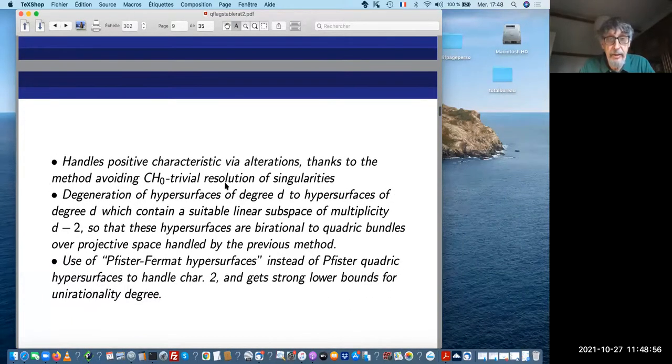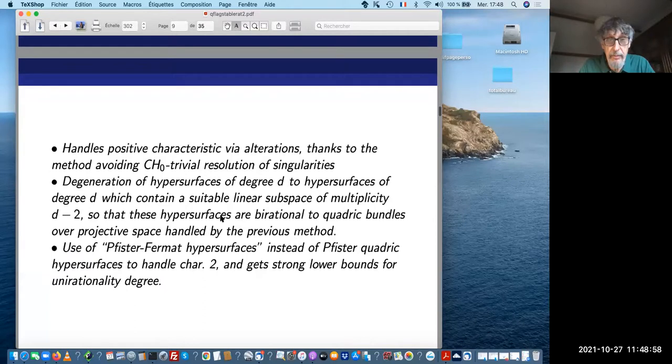Okay, another thing he does, which is the third paper, is that he uses the specialization technique to deduce results on hypersurfaces from the case of Pfister forms. That's what I mentioned at the very beginning. It's quite spectacular that all these things about quadratic forms, Pfister forms, you manage to inject them, and then in the end get something about arbitrary hypersurfaces in P^N.